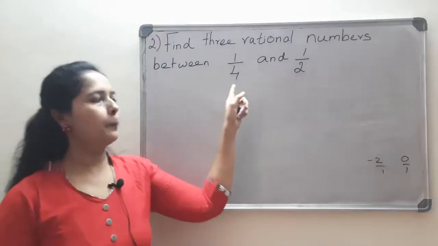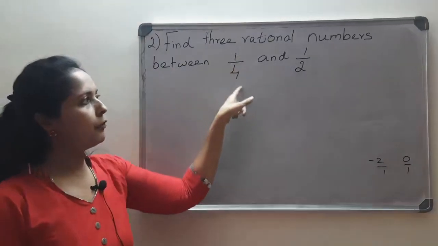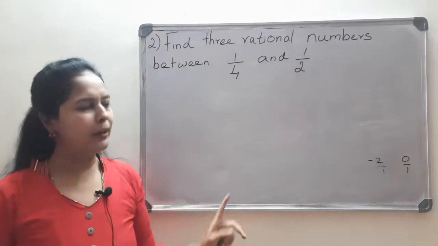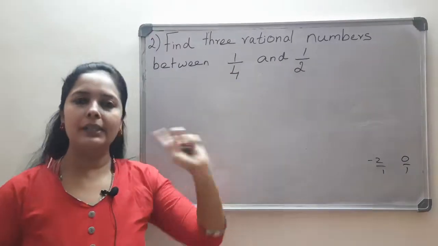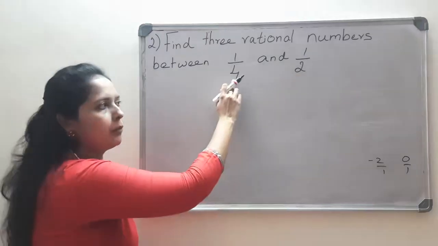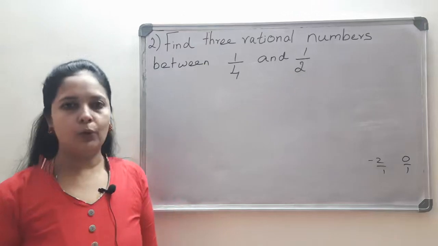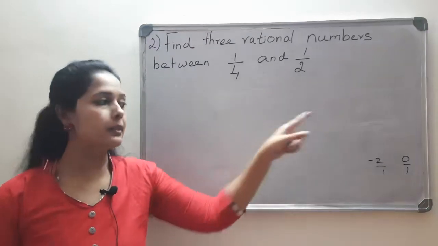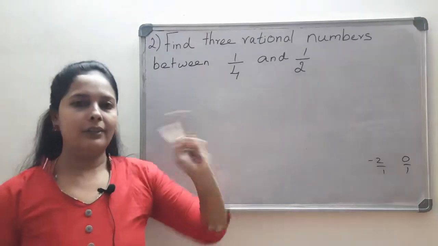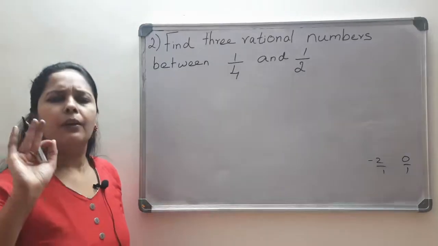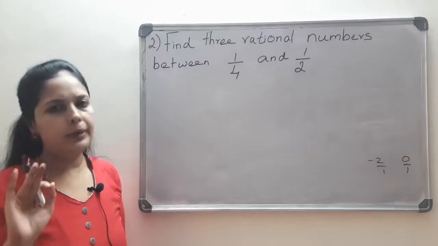But look at this one. Here, 1 by 4, 1 by 2. We can't multiply it by 10 and 10 because we want to make the denominator same. If you multiply it by 10, it will become 40. This will become 20. Will the denominator be same? No. So that's why I'm telling you, don't apply this numerator and denominator, the 10 concept here. What we are going to do? Just we are going to make the denominator same.